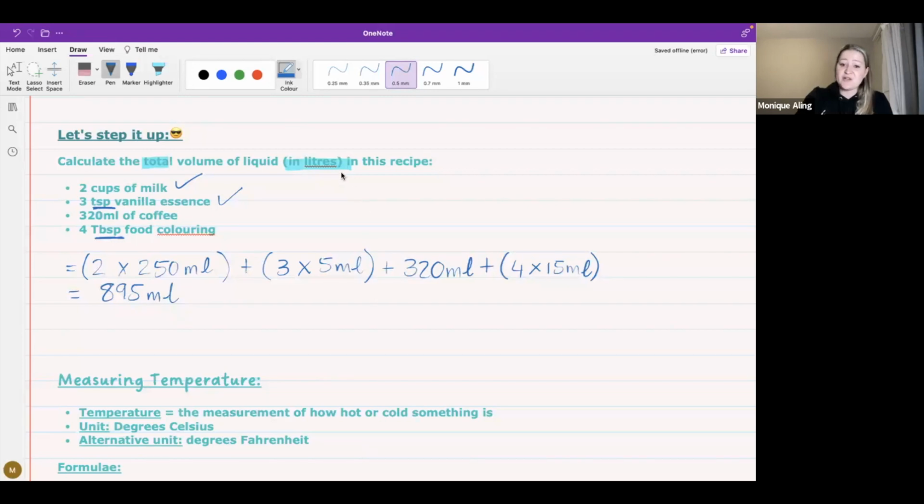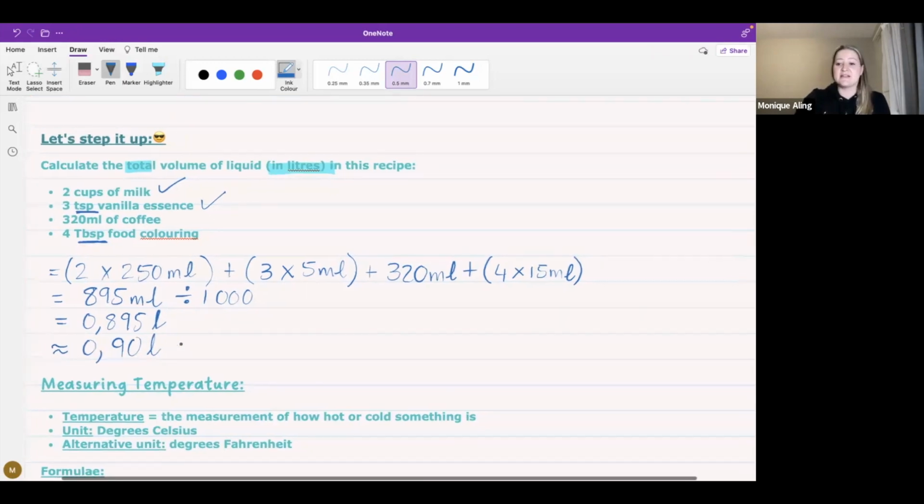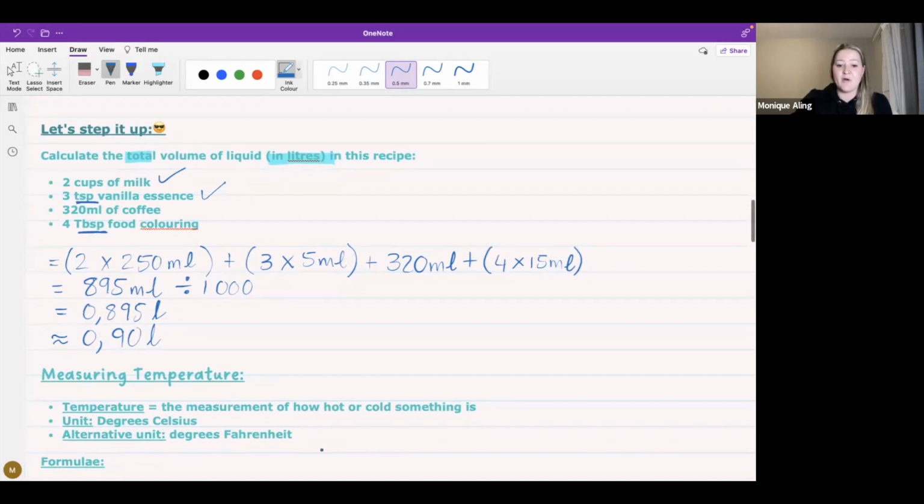However, we didn't want to stop just there. I made the question slightly harder by saying, please give your answer in liters. So we do our conversion that you also need to know off by heart. Divide by 1,000, which gives you 0.895 liters. But we always round to 2 decimal places, unless they say otherwise. So that becomes 0.90 liters. Is this making sense? Are we feeling confident?